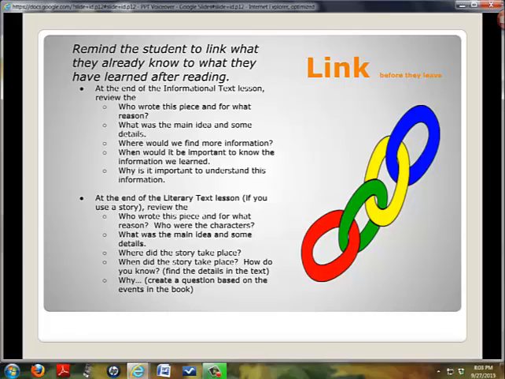At the end of a literary text lesson, if you used a story, review who wrote the piece and for what reason, the characters, the main idea and some details, the setting of the story, the time frame of the story, and ask them how you know, and the why. Create a question based on the events in the book.